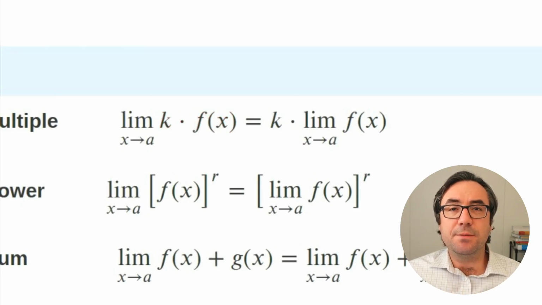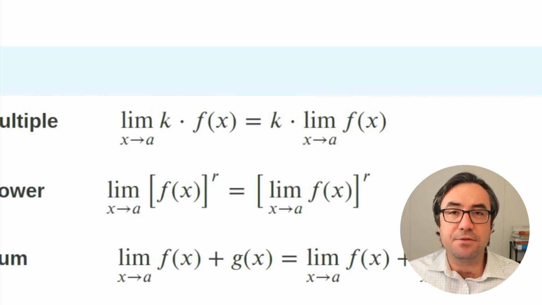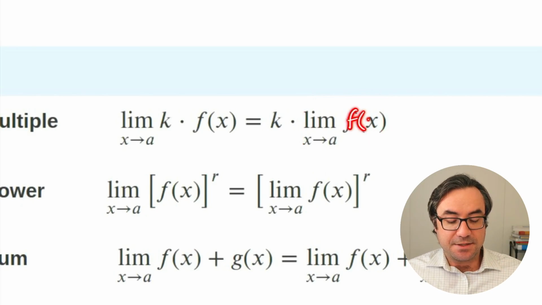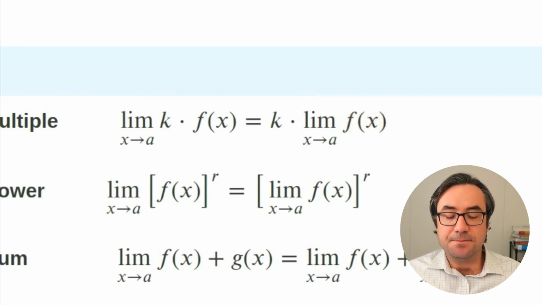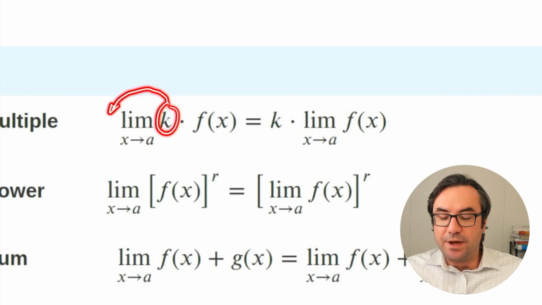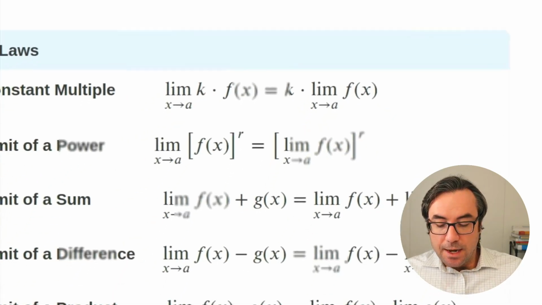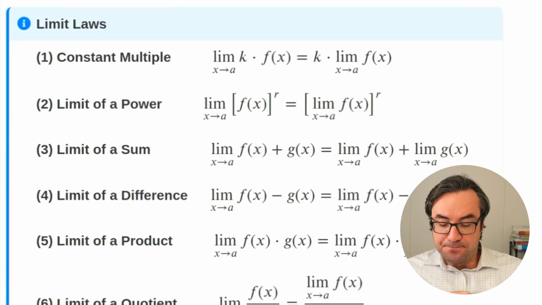What this limit law tells us is that we can focus on just doing the limit of the function, the variable part, the f of x, calculate the limit of that, and then multiply the result by k. So it's almost like we can take this constant k, this constant multiple, and move it out in front of the limit sign. So that's one of our limit laws.